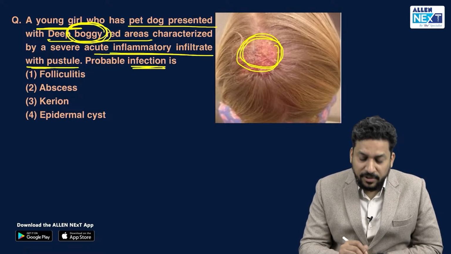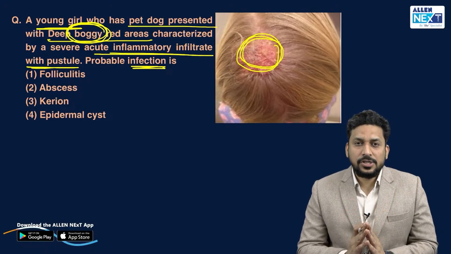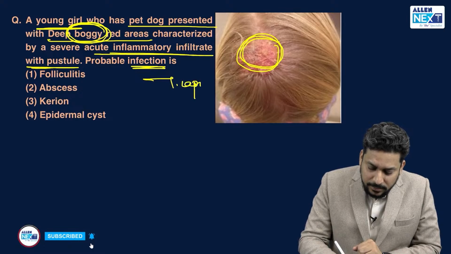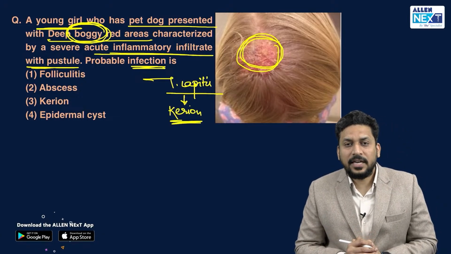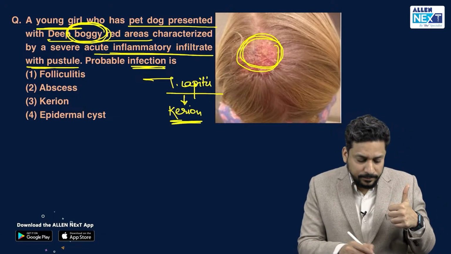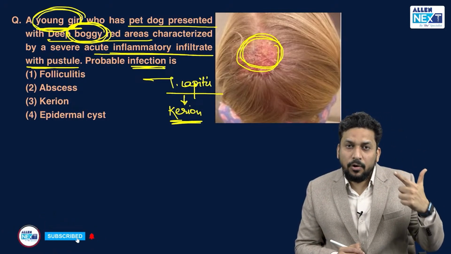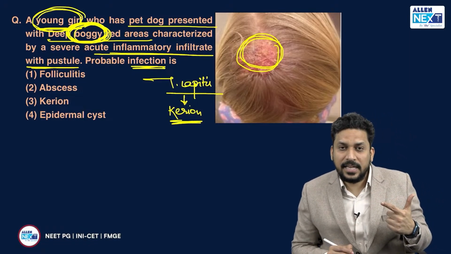What is the probable infection? Now remember that there is one condition that is a type of tinea capitis known as kerion. And what is the presentation of kerion? Kerion is very common in children, young girls. They present with tender boggy swelling over the scalp. So you can see this boggy red area which is present over the scalp.